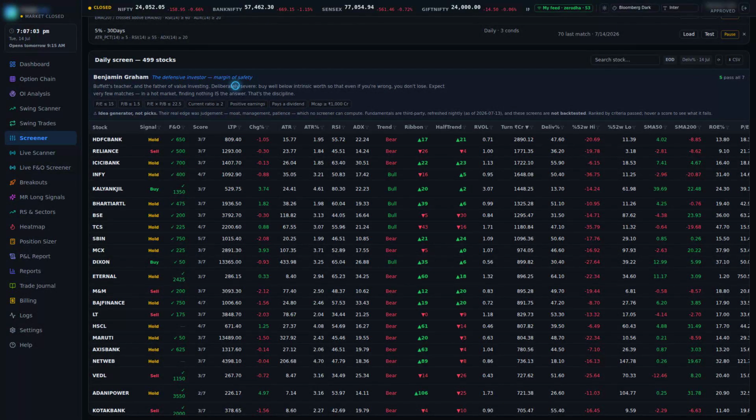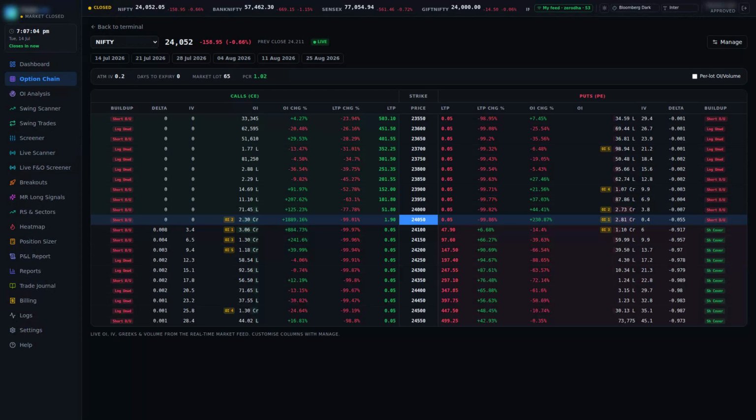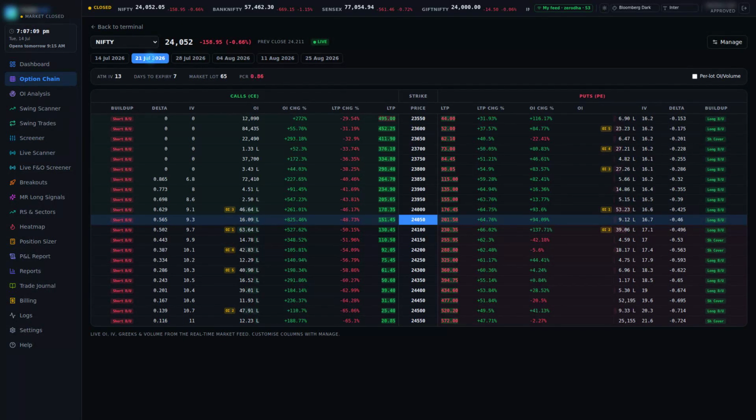For options, the full chain is live, open interest, implied volatility, the Greeks, and the build-up on every strike. Long build-up, short covering, unwinding, all labeled, so you can read what the writers are doing instead of guessing from price alone. Now the automation.